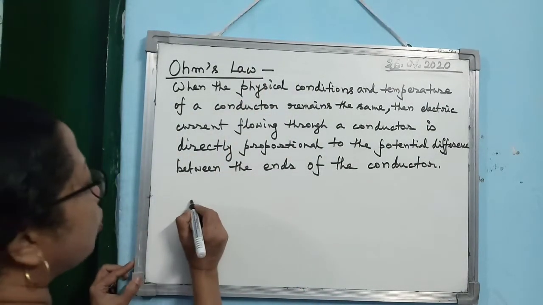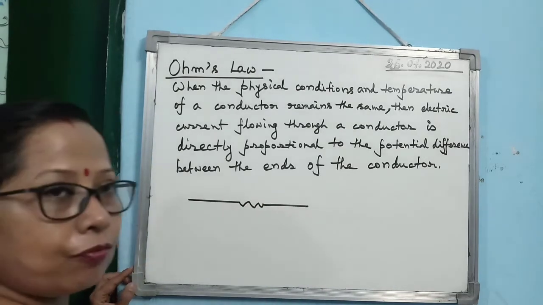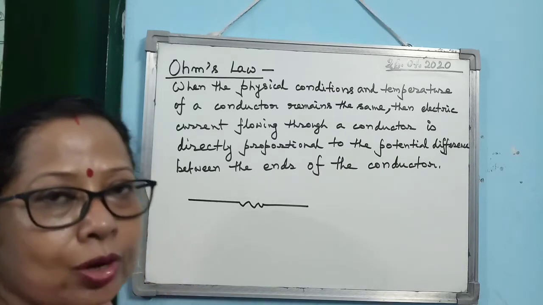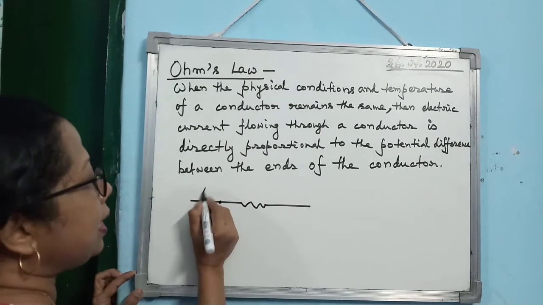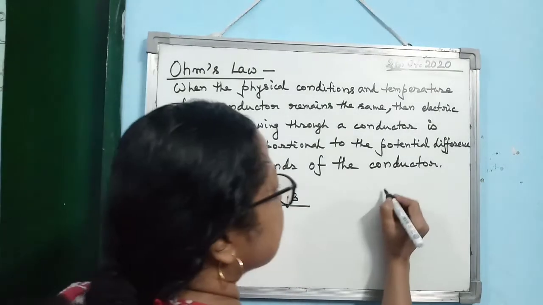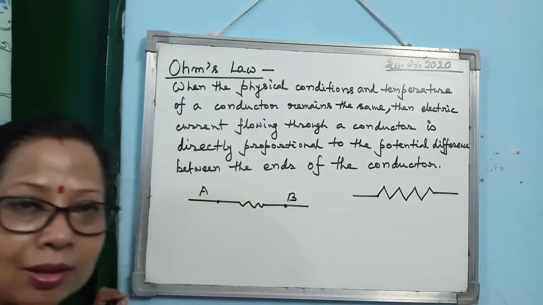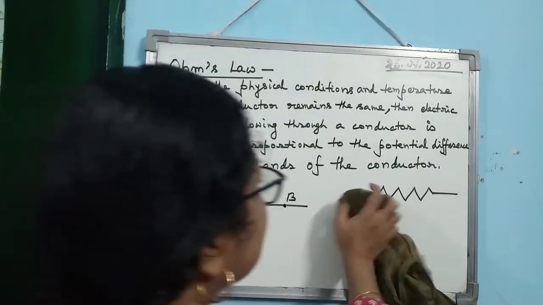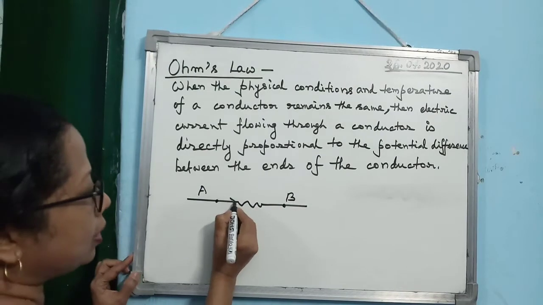Now let us find out what is the meaning of the statement. Before that we did not know about resistance, so we drew the conductor like a straight line. Now as we know resistance, a conductor is generally drawn like this, means this is the resistance. This is the symbol of resistance, means it is the opposition. A conductor always has a resistance, so that's why we draw it like this.